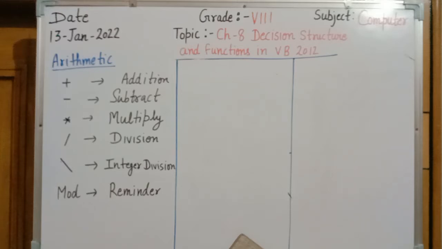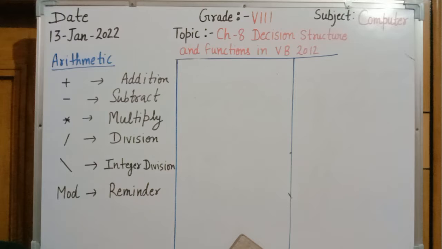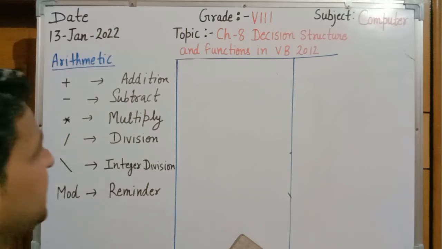In the arithmetical operator, we will use mathematical operations. Mathematical operation means we can use plus, minus, multiply, divide, integer divide, or modulus (remainder). So how do we calculate the arithmetical operation?